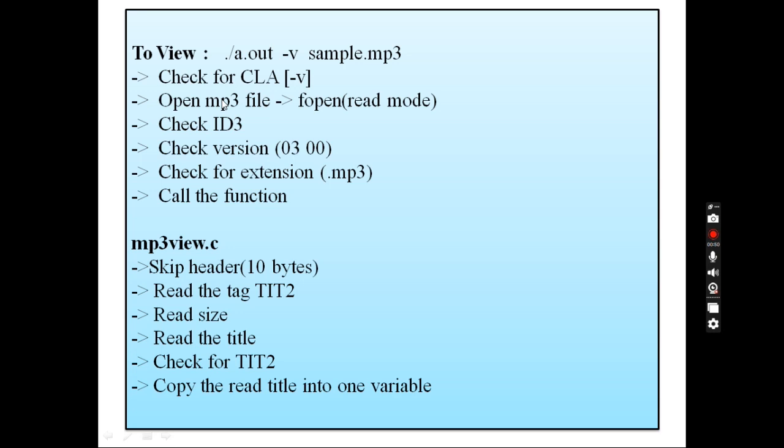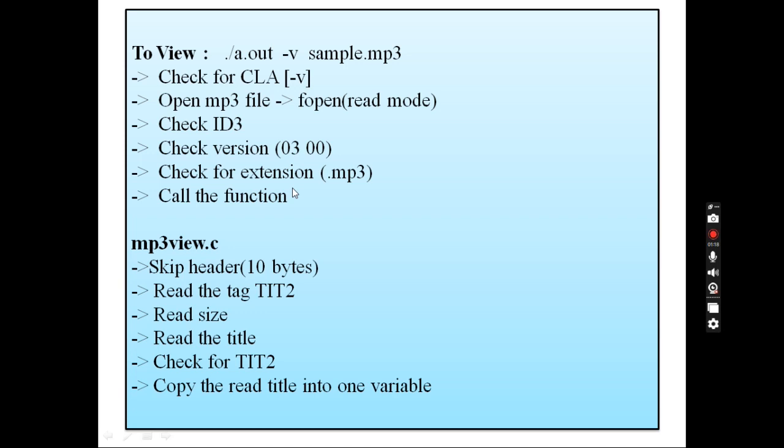Then next we are going to check the ID3. After checking the ID3 tag, next we have to check the version, that is 0300, whether we have passed the correct hexadecimal value. Then next we have to check for the extension, that is .mp3, whether we have passed the .mp3 extension or not. Next, if all the above conditions are true, then we have to call the function. This function is used to view the details of a particular file.